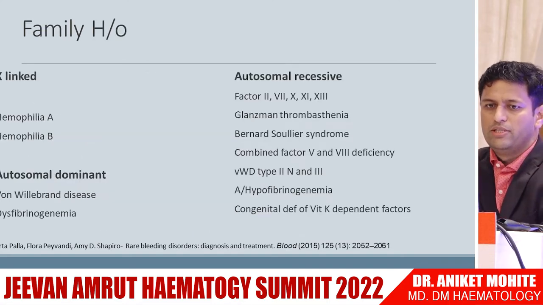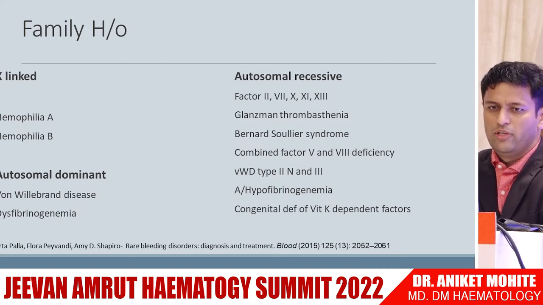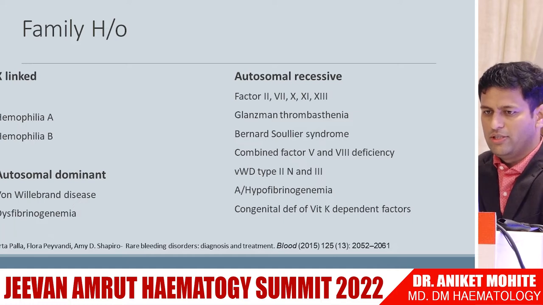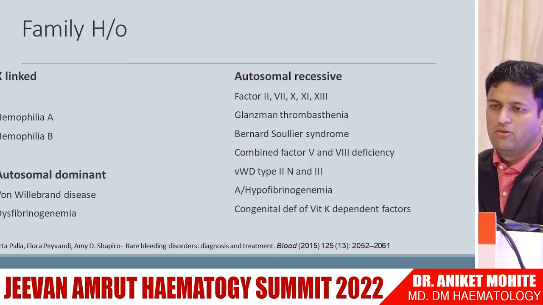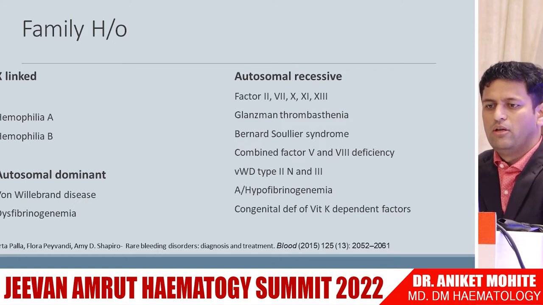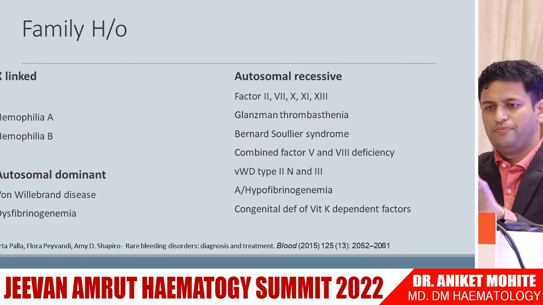Coming to family history, X-linked are hemophilia A and hemophilia B, that is factor 8 and factor 9 deficiency. Autosomal dominant are dysfibrinogenemias and von Willebrand disease. Some of the von Willebrand diseases are autosomal recessive, specifically type 2N and type 3. Rare factor deficiencies of factor 2, factor 7, 10, 11 and 13 are autosomal recessive. Platelet dysfunctions like Glanzmann's thrombasthenia and Wiskott-Aldrich syndrome are all autosomal recessive. Factor 8 with factor 5 combined deficiency is also autosomal recessive.